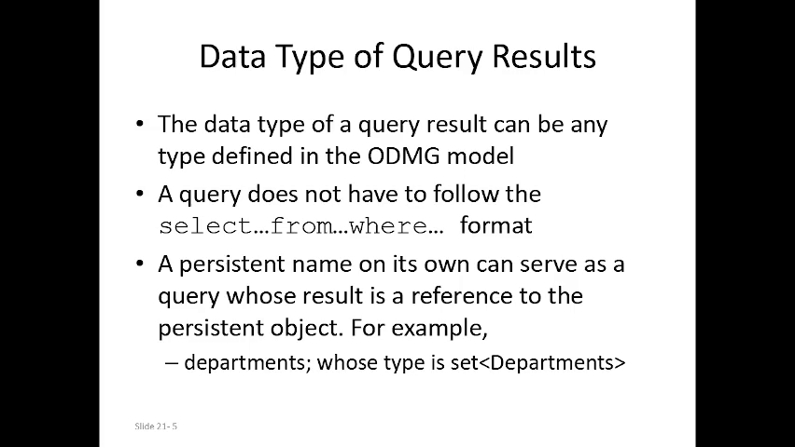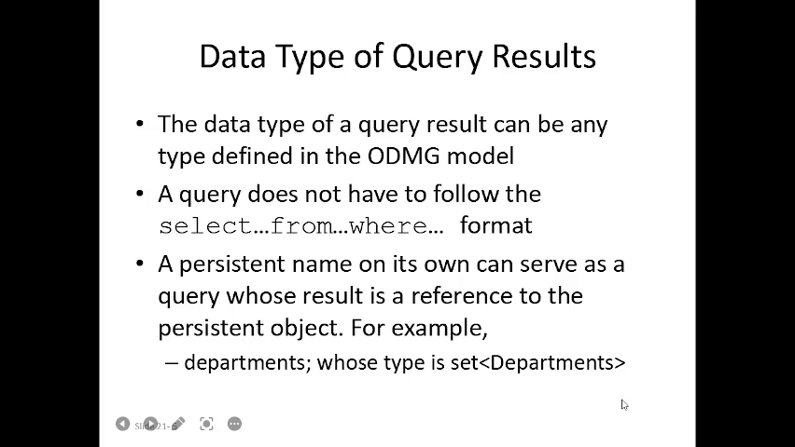Then, database query results and the data type of these query results. The result of a query can be of any type that can be expressed in the ODMG object model. A query does not have to follow the select from where format. In the simplest case, any persistent name on its own is a query whose result is a reference to that persistent object. For example, the query departments returns a reference to the collection of all persistent department objects, whose type is set department.